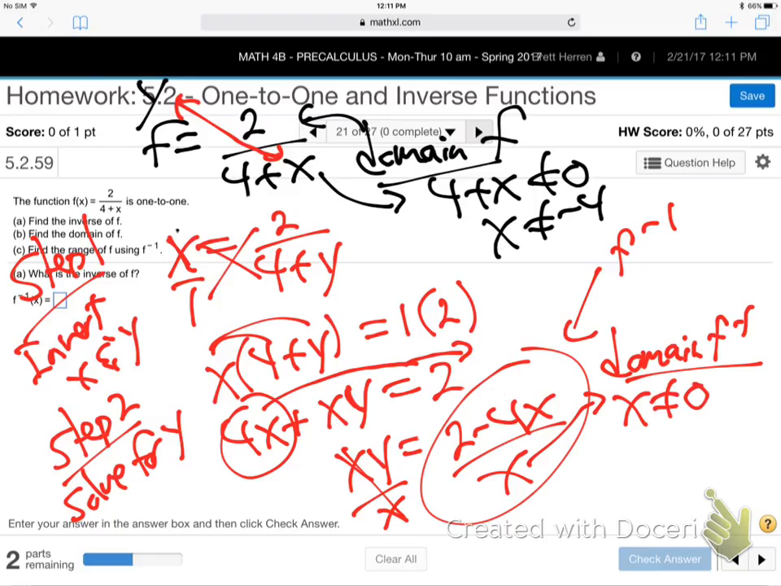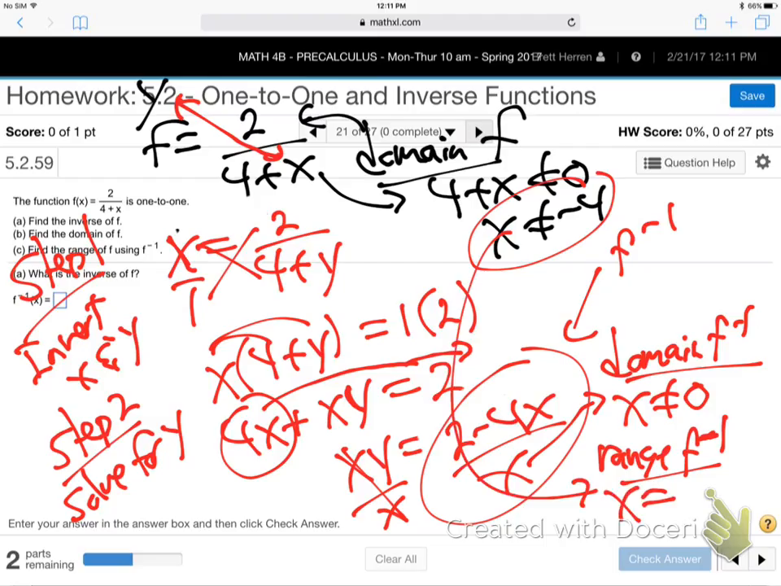And then remember the swap-a-roo rule? The domain of f becomes the range of f inverse. And the domain of f inverse becomes the range of f. So we just swap them. We say, okay, this is the domain of f. Come down here, this is the domain of f inverse. What's the range of f inverse? Well, it's this. It's the domain of the other one. Domains and ranges just switch, don't they?